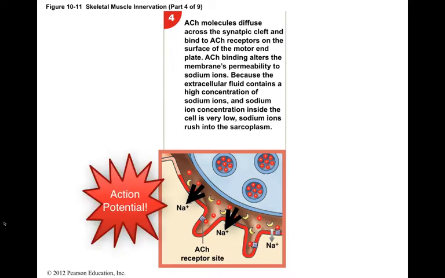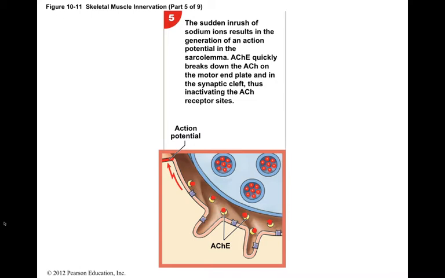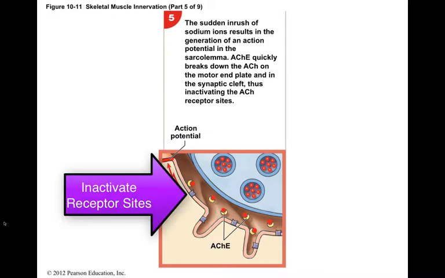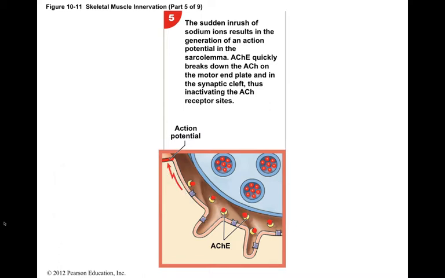In the synaptic cleft, acetylcholinesterase quickly breaks down the acetylcholine on the motor end plate and in the synaptic cleft, thus inactivating the acetylcholine receptor sites. Once an action potential has been generated in the sarcolemma, the excitation-contraction coupling will occur.